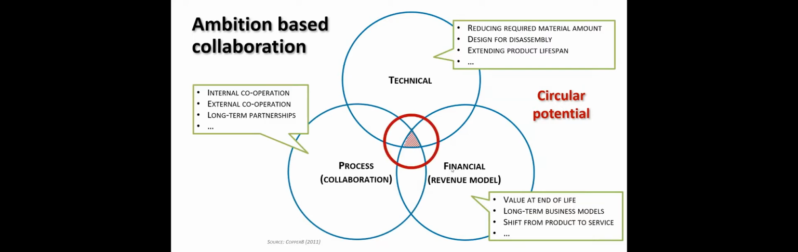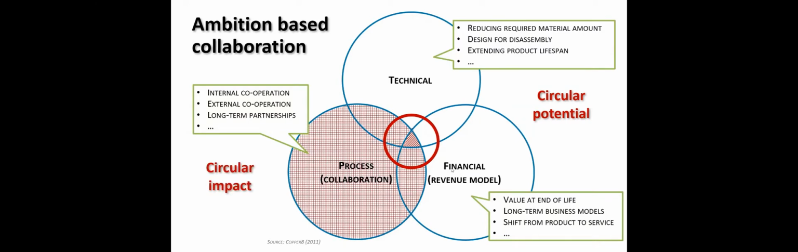So I'd like to call this ambition-based collaboration, because it's interesting to design a product reducing the material, design for disassembly, extending product lifespan, the typical circular aspects of a product you can design into that, then create a business model where you can actually sell it or lease it or rent it or whatever, and you'll find a financial model where you have your revenues, your costs covered, make some profit, create ideas of value at end of life, make long-term business models. But still, this is the potential. It will only happen if you actually add the process of collaboration to it. It will only happen if you have a technical product that's fit for circular economy, where you can make your money, but also will be returned, repaired, reassembled, whatever at end of use or even end of life. That's where you create circular impact.